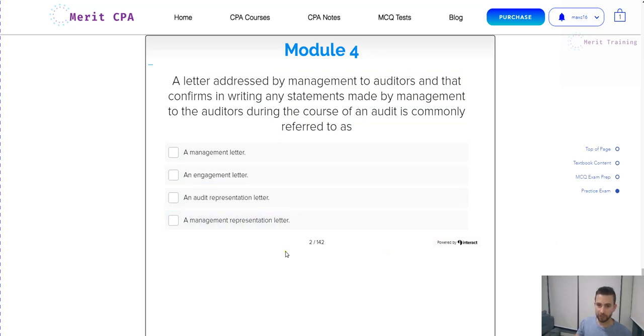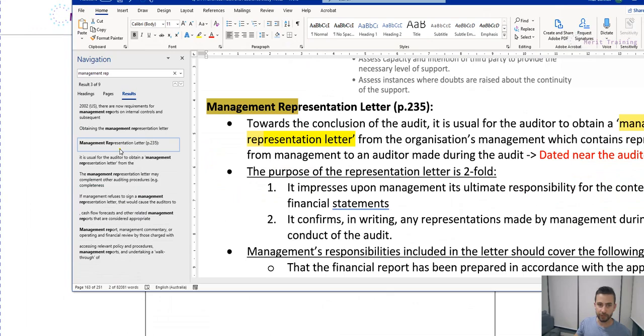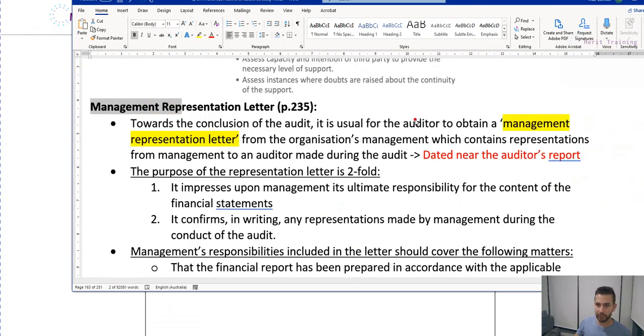If you didn't know that, that's okay. What you could do is you could either search some of the keywords up here, or you could alternatively just do a Control F in the notes for some of the keywords in the answers. So hopefully you would have thought maybe the answer is management representation letter. So what we can do is in the notes, just do a Control F for management rep, just to save a little bit of time. And then go to this one here, management representation letter.